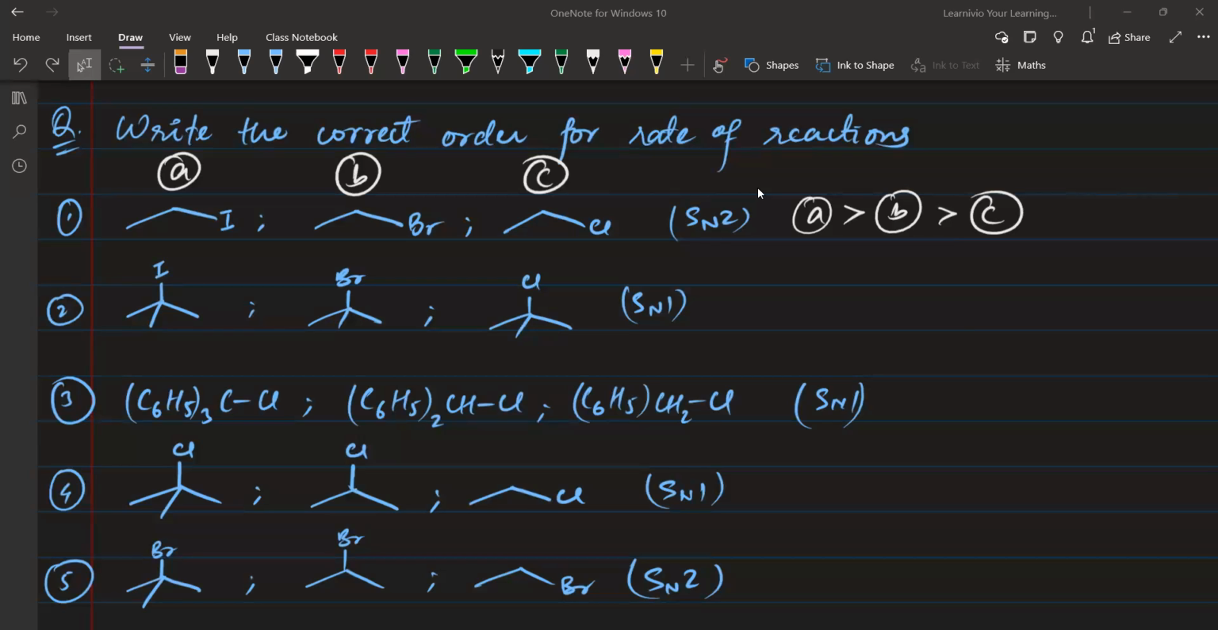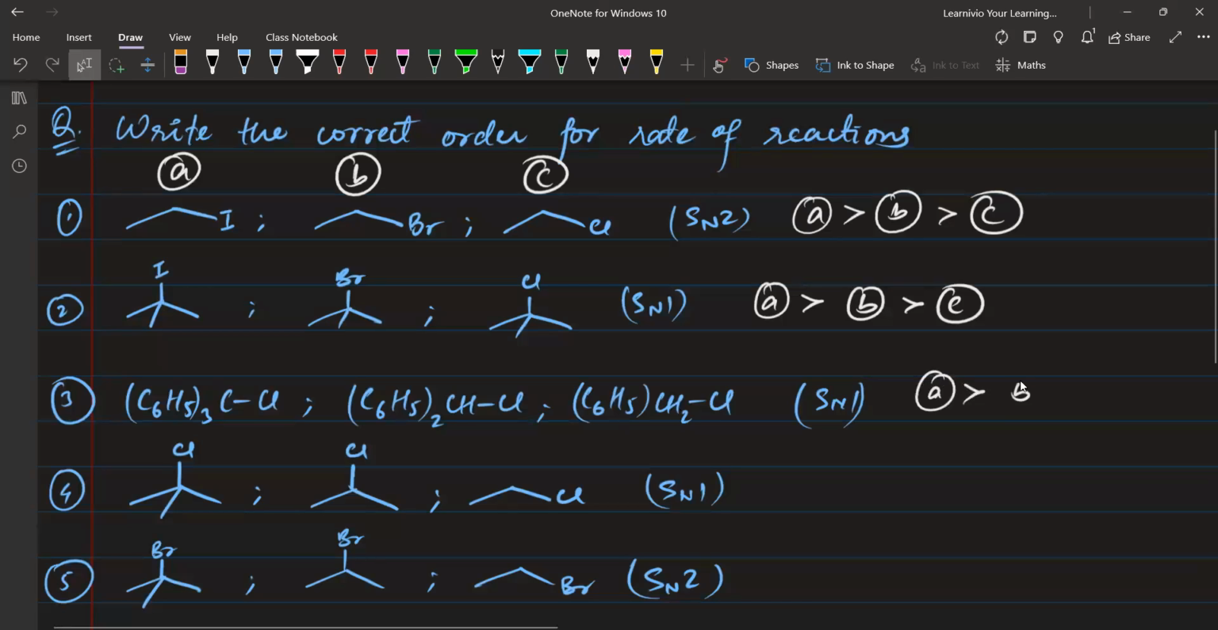So in the first case, the rate of SN2 is going to depend on the size of the group. Here also in the second case, since the alkyl group is same, we have to see the size of the leaving group. Here the leaving group iodine is bigger than bromine, and then chlorine is the smallest. Here the rate will be A, then B, and C will be slowest. In the next case, we have SN1. In the SN1, first of all, if you have benzene rings, then you have to see the largest number of benzene rings. So A has the largest number of benzene rings, then B, and then C. So A will be fastest, followed by B, and then followed by C.